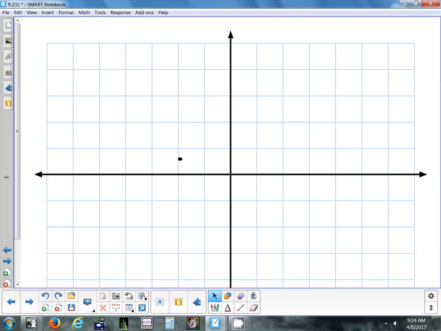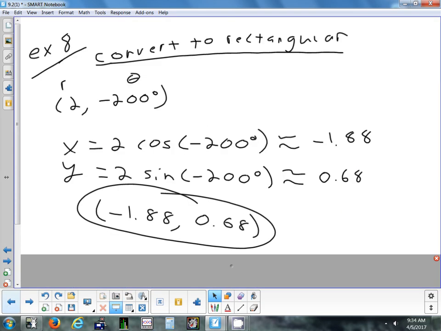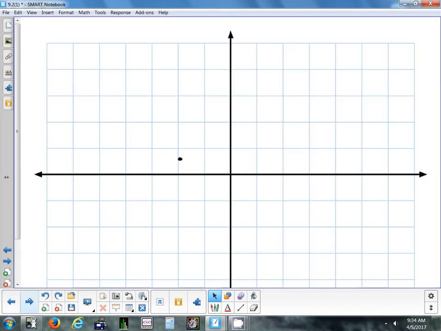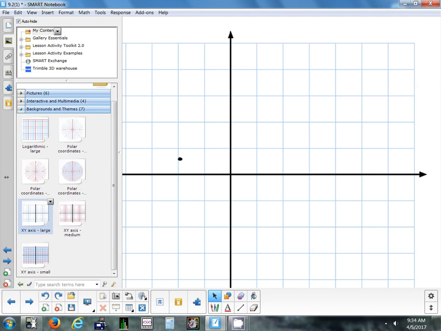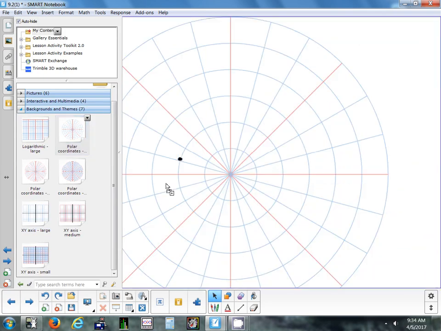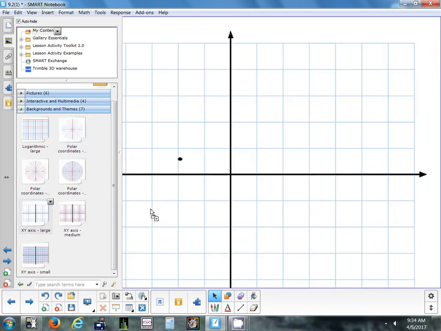Okay. So almost 2 units left and a little bit more than halfway up. So that point is exactly at the coordinates negative 1.9, comma 0.7, roughly. Yeah. That's pretty cool.